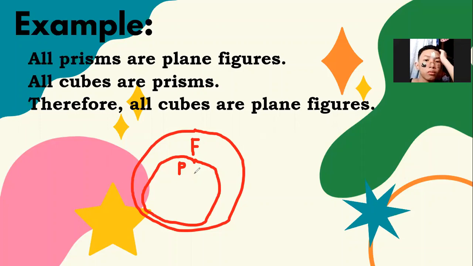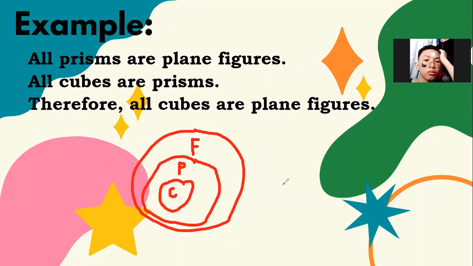Sa second statement natin, all cubes are prisms. So, alin ang mas malaki? Si cube or si prism? Si prism po. Si prism. So, saan natin ilalagay si circle ni cube? Sa loob ni P. Tama?